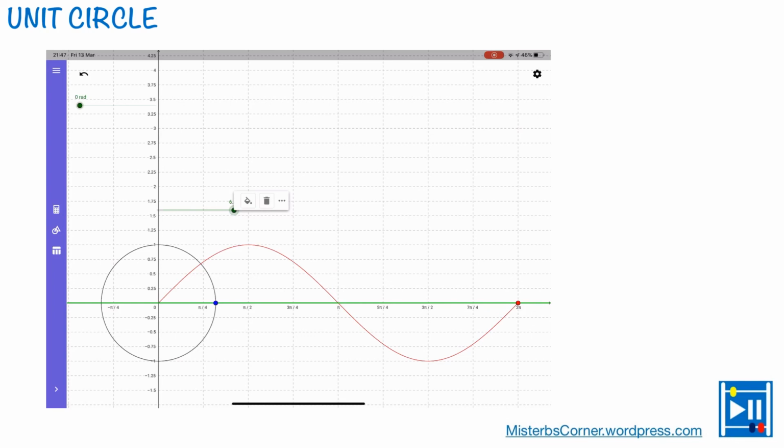In the next video, we will start using the unit circle in our calculations. And we will also see some interesting relations between those trigonometric ratios.